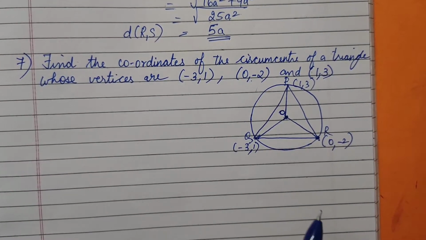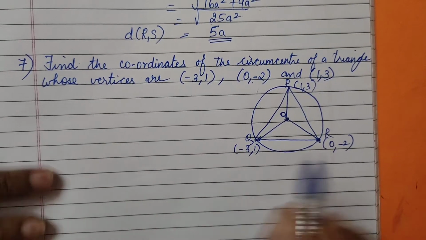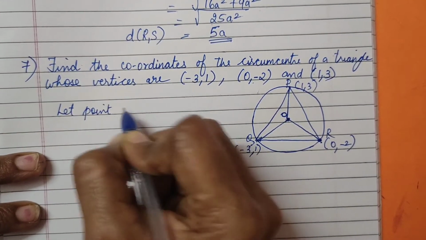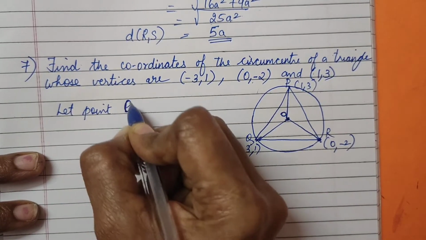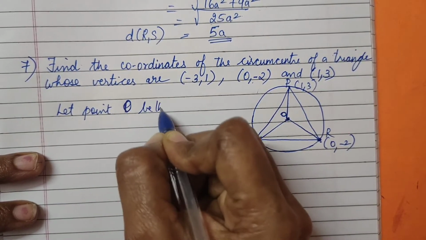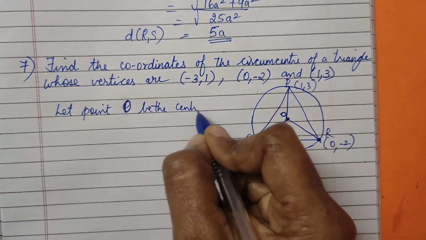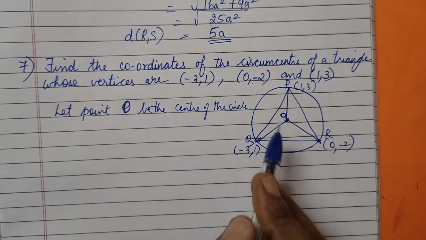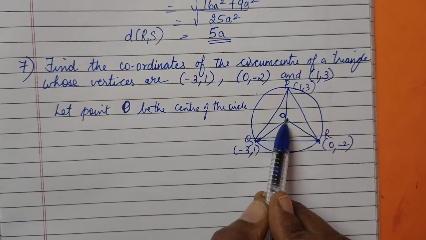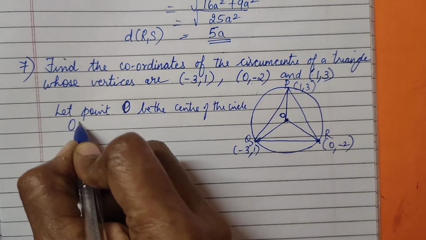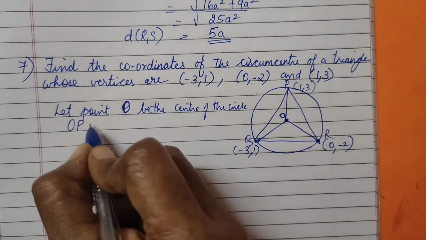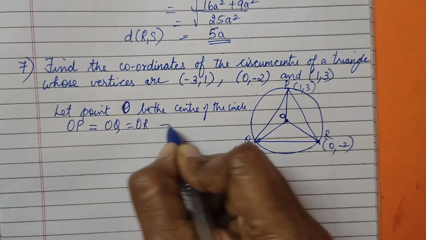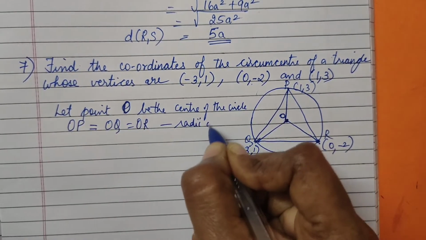So firstly we will write: let point O be the center of the circle. Okay dear, center of the circle. Now we have written this. Yes. Now what do you understand by this? As it is the center of the circle, what is the relation between the points P, Q and R? OP is equal to OQ equals OR, as they are the radii of the circle.